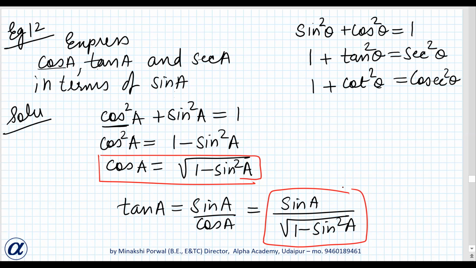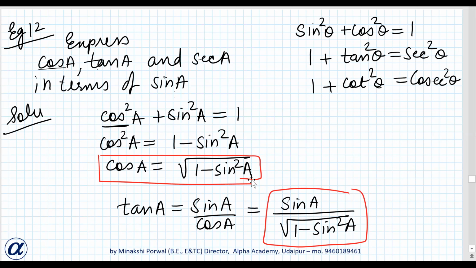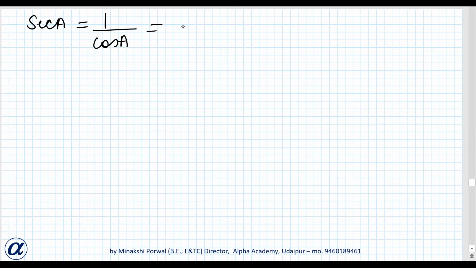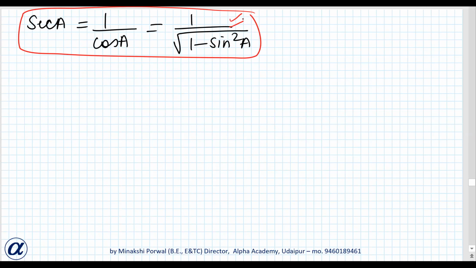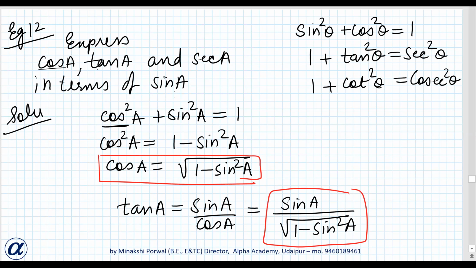Okay. Next, sec in terms of sin. So sec theta equals 1 by cos theta. And cos in terms of sin we have already written, so I'll copy this cos A. So it is 1 upon under root of 1 minus sin square A. So we got sec theta also in terms of sin theta. This is the sec in terms of sin. So, are you getting cos in terms of sin, tan in terms of sin and sec in terms of sin?